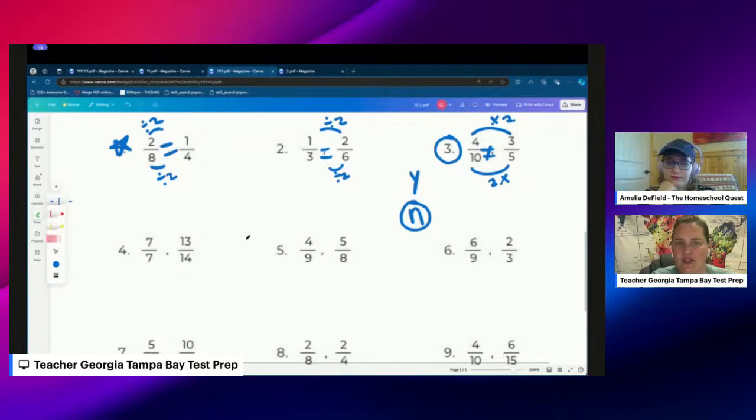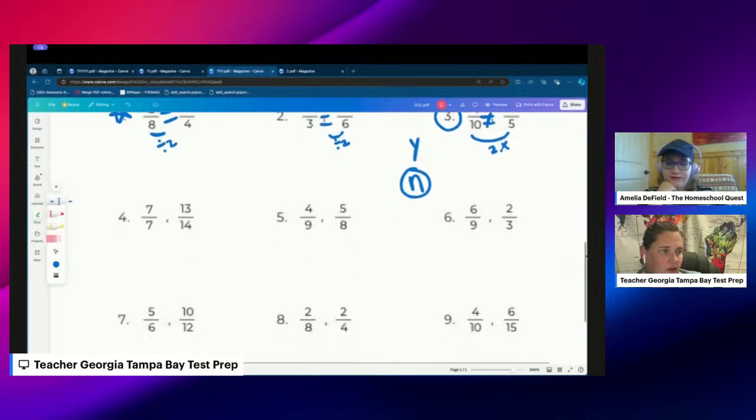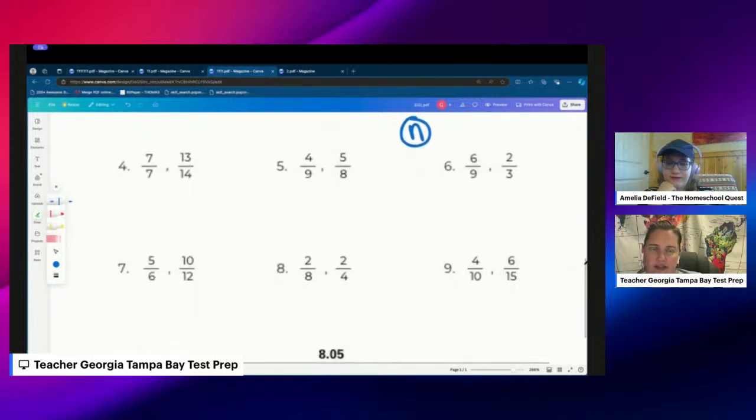So as we continue to do this, I'm going to move down to number 4. Think through how we can test whether they're equivalent or not. Actually, let's just do one last problem because then I have a question for you before you go. So number 4, at first I'm thinking, yep, these are equivalent because I know 7 times 2 is 14, or I know 14 divided by 2 is 7. But if I come up here to test it out, 7 times 2 is clearly not 13/14.